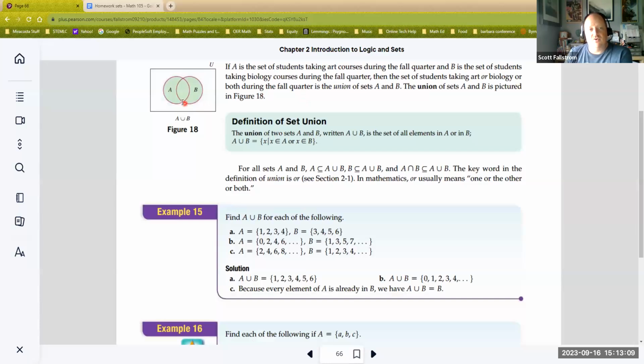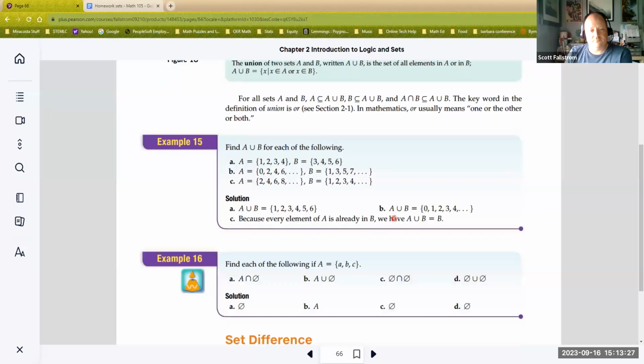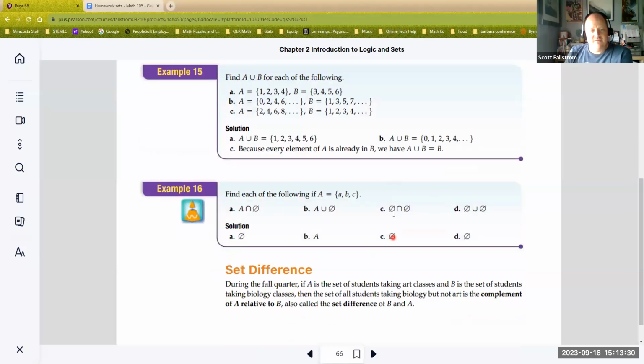Set union. The union is the or statement. That means you have to be in at least one. Now remember, the or statement is the same as it was before. So we can think of it as one or the other or both. I prefer to think of it as meeting at least one of those conditions. Okay. Then they give a decent example where they say if A is this, find the intersection and the union with things like the empty set.